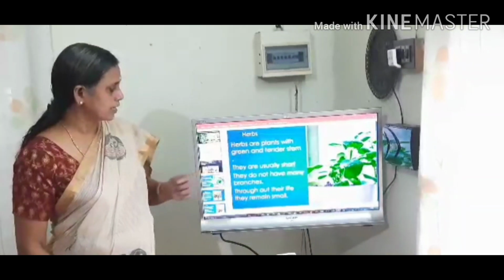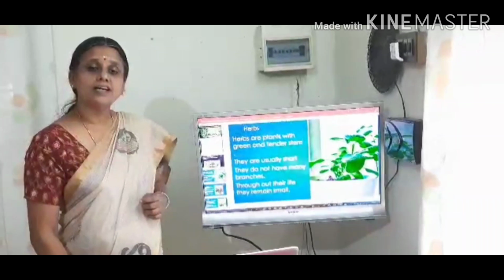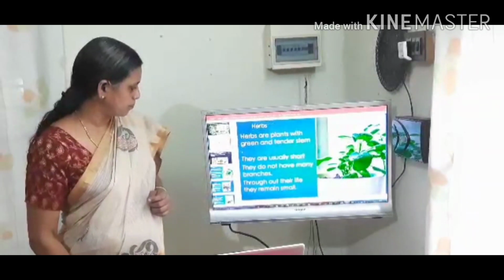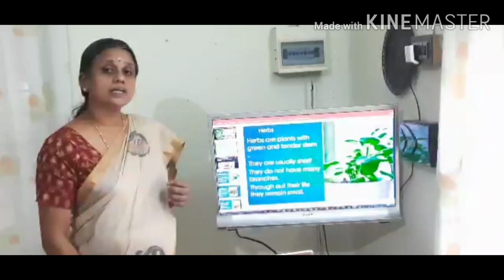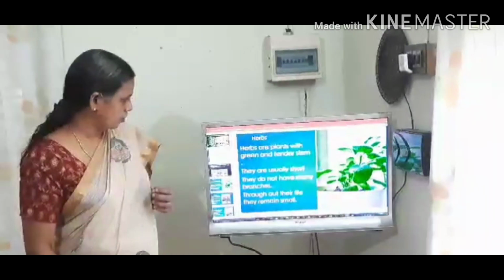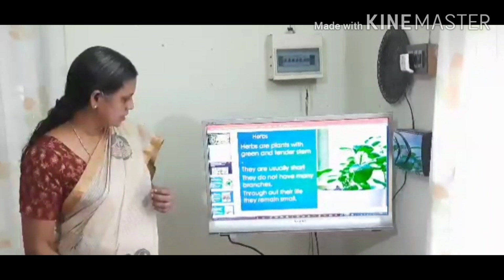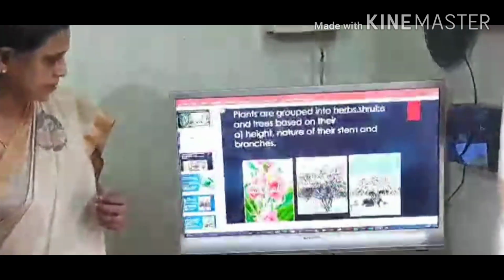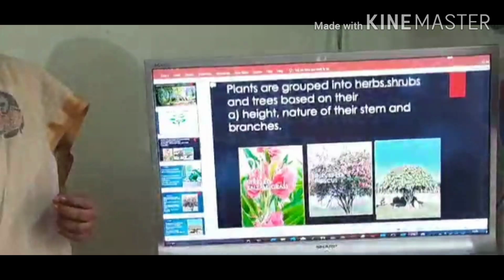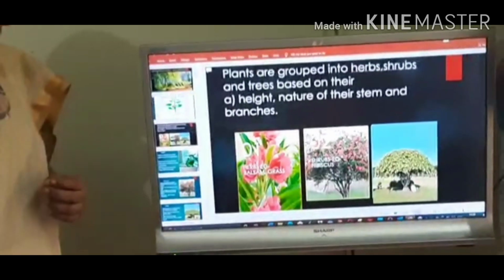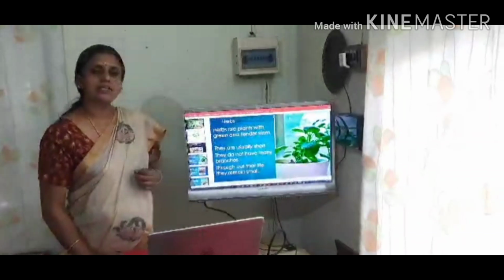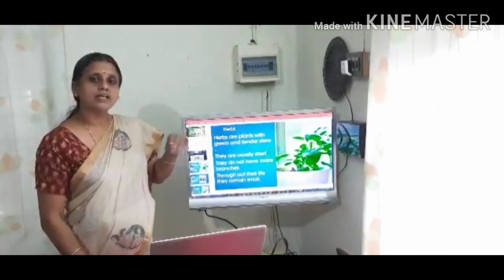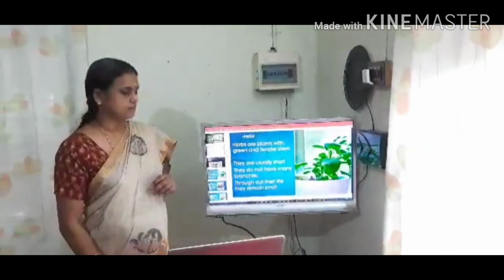So can you tell me an example of a herb? A herb is balsam. Balsam, then grass. All these come under herbs. Balsam we have seen here. Here, this is balsam. In our garden, you can see the balsam. Then grass we have plenty. Then the coriander, methi, everything that your mother uses to make curry, it comes under herbs.